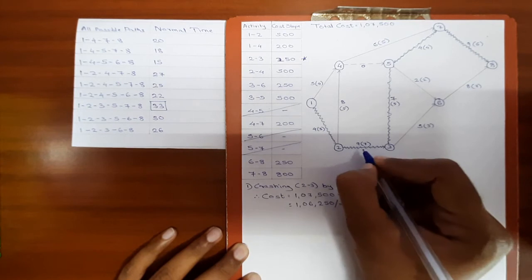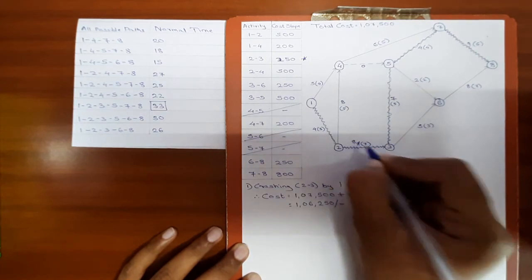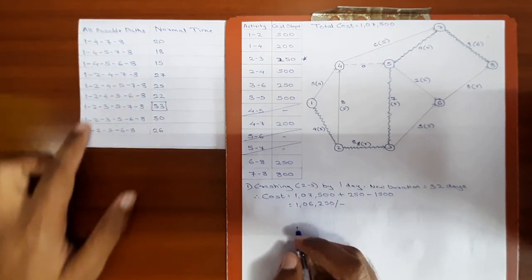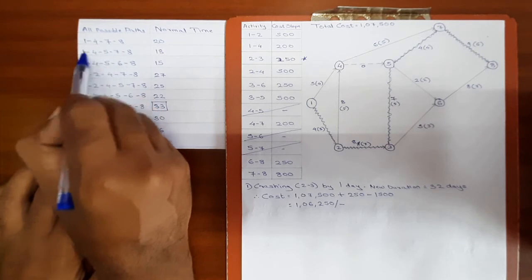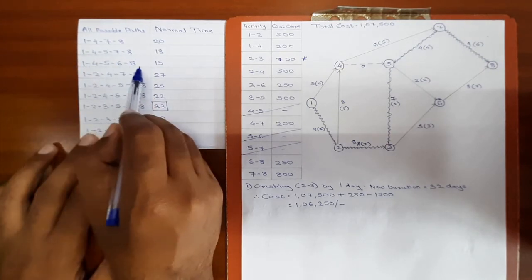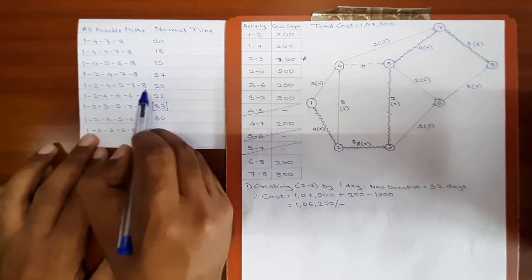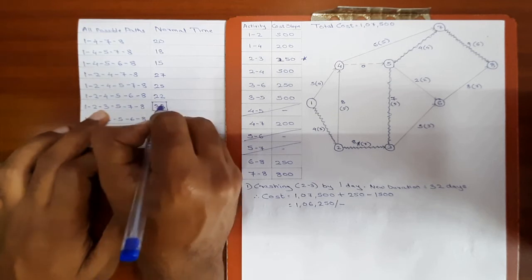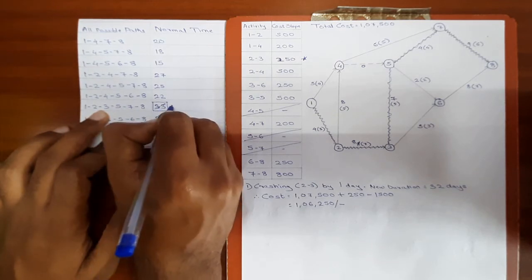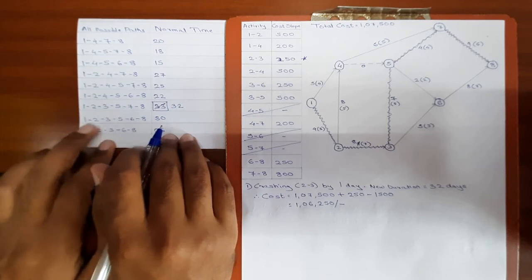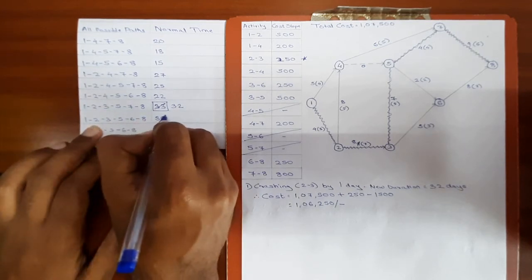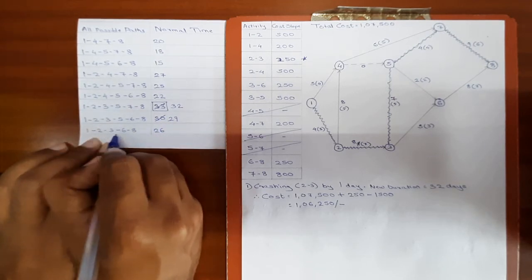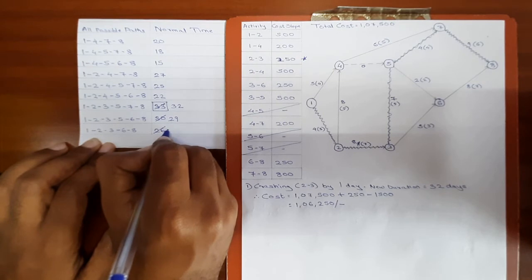Activity 2-3 was crashed, so the duration will be now 8 days. Activity 2-3 comes in which path? It does not come in the first path, not in second, not in third, not in fourth, fifth, sixth, in seventh path. On the critical path it comes, so the duration will be changed, which is now 32 days. In this path also it comes, so this path duration will be now 29 days. In the last path also it comes, so this duration will be now 25.